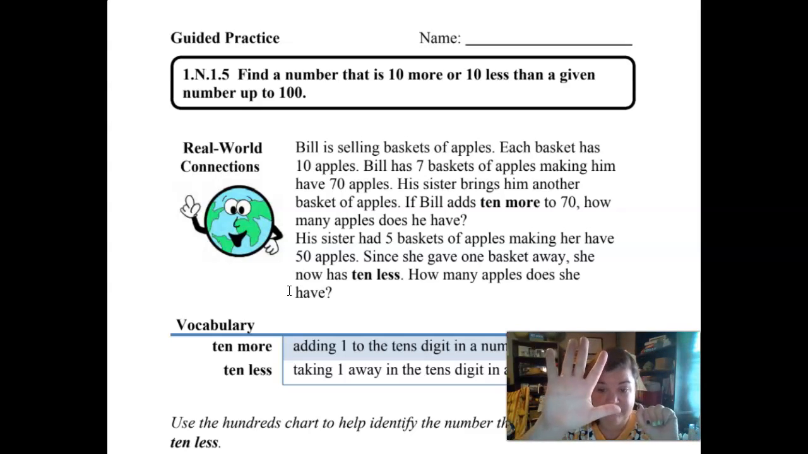And his sister had 5 baskets, which means she has 10, 20, 30, 40, 50. And she gave one basket away. Now she has 10 less. So we skip count back by 10. We only have 4 now. 10, 20, 30, 40. Now she only has 40 apples.